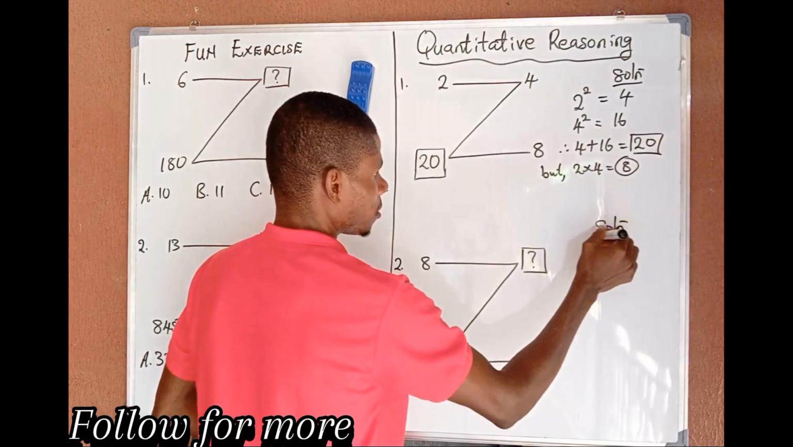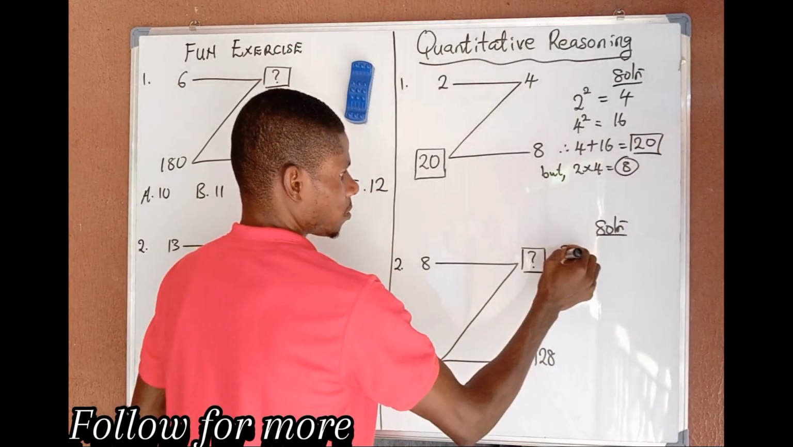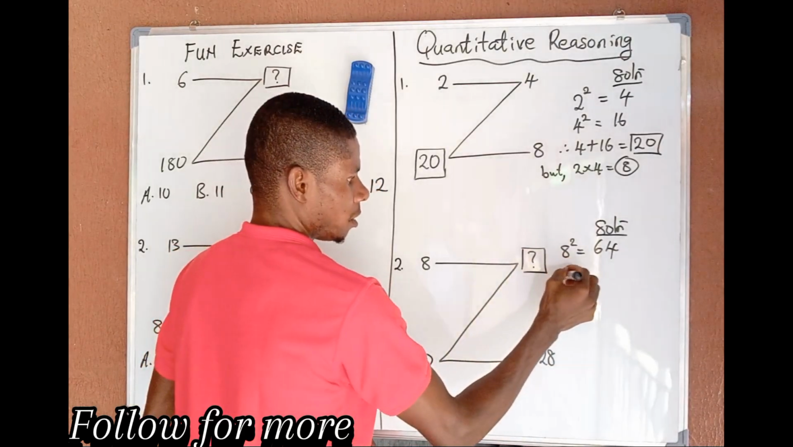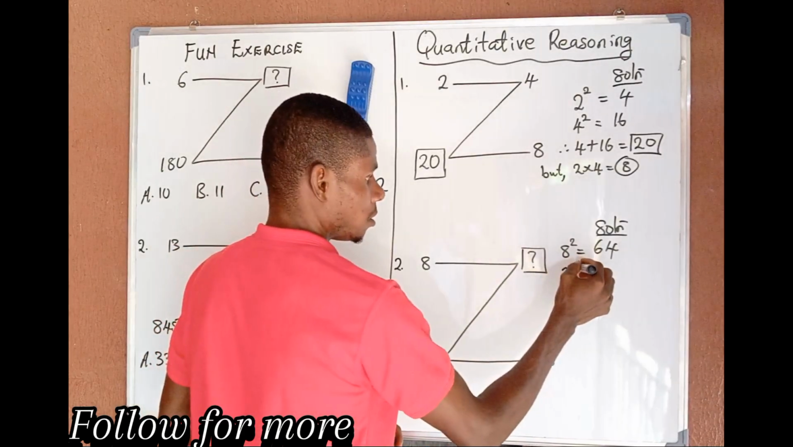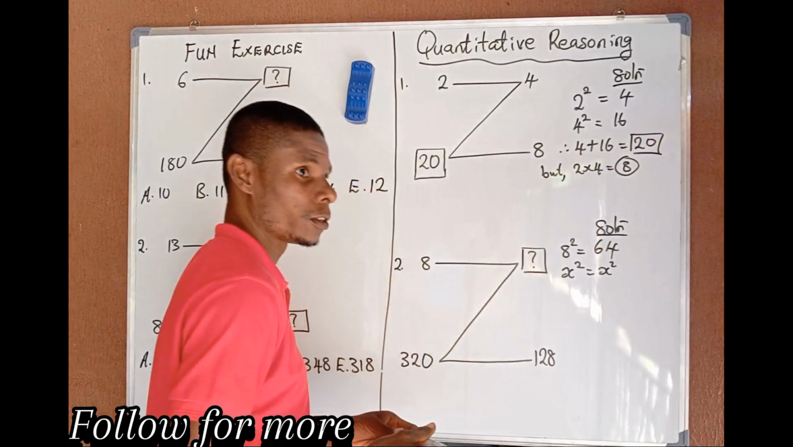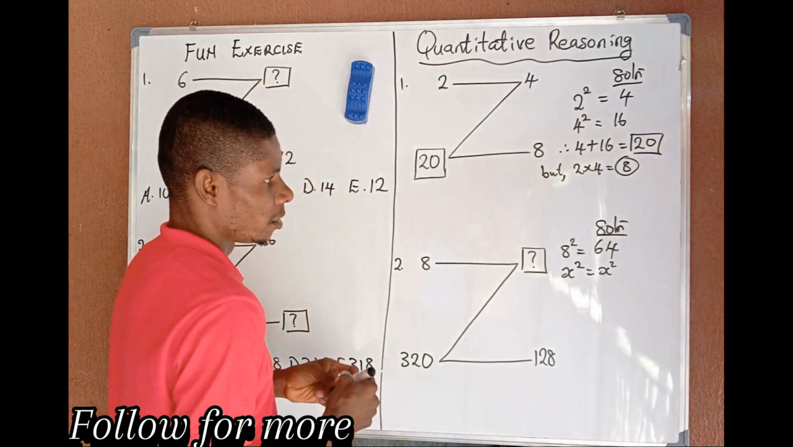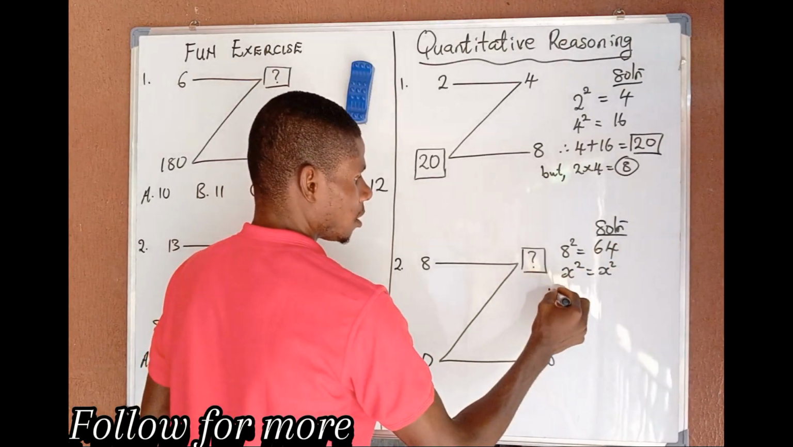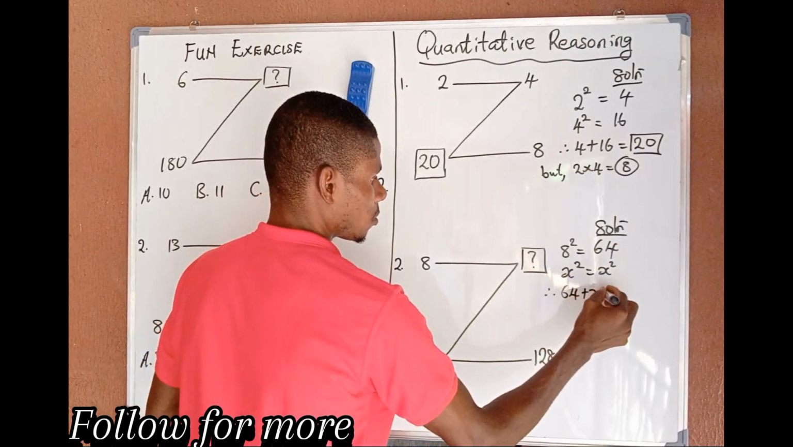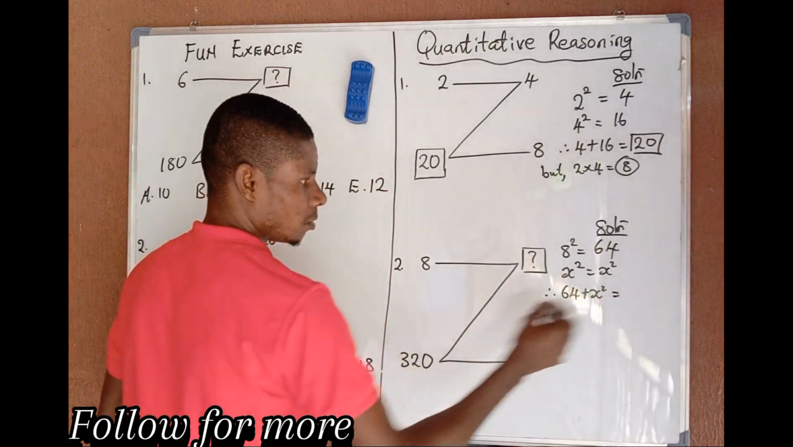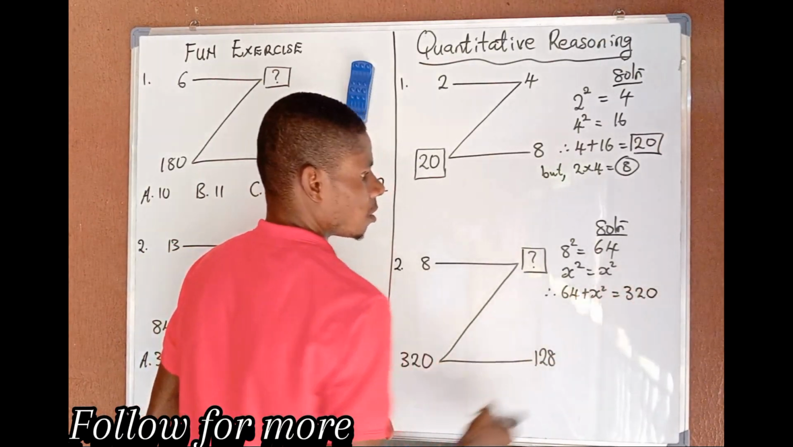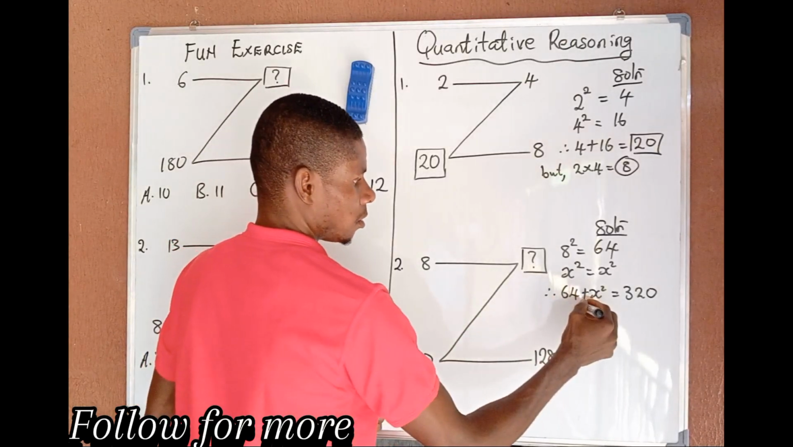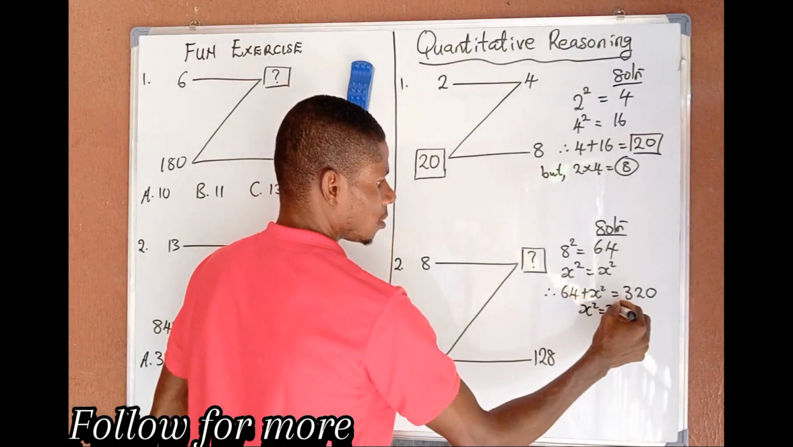So solution to this is, okay, squaring this, 8 squared means 8 times 8, and that is 64. Here is a box. Let's represent it with a variable. If we square this, we are going to end up with x squared because we don't know the exact value of x. And having gone through this, we need to add up these two values. So therefore, 64 plus x squared is supposed to give us this down one, which is 320. Okay, what do we do now? We collect like terms. So x squared is equal to 320.